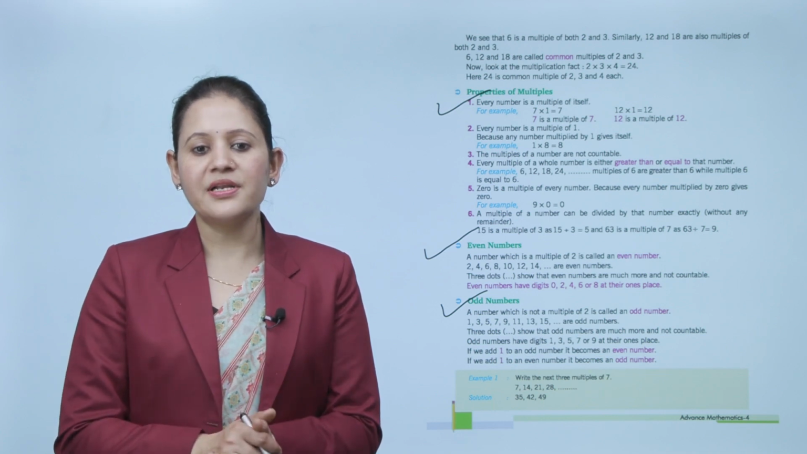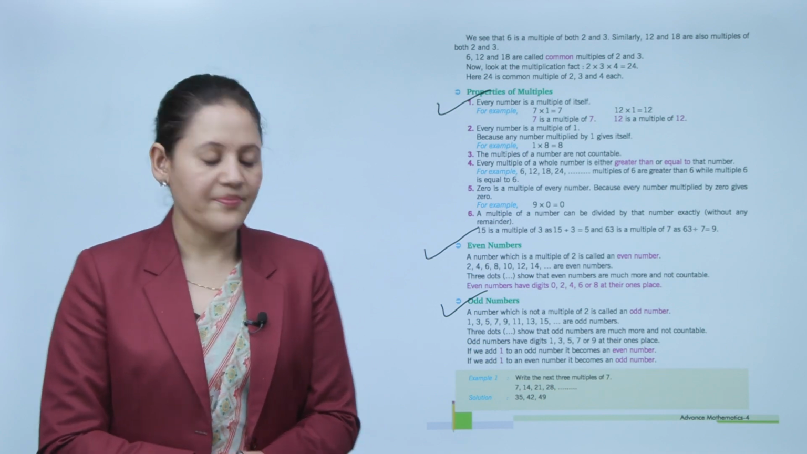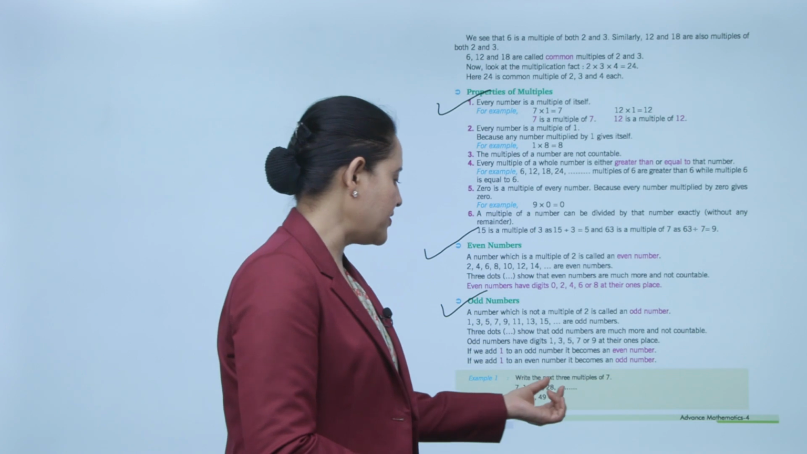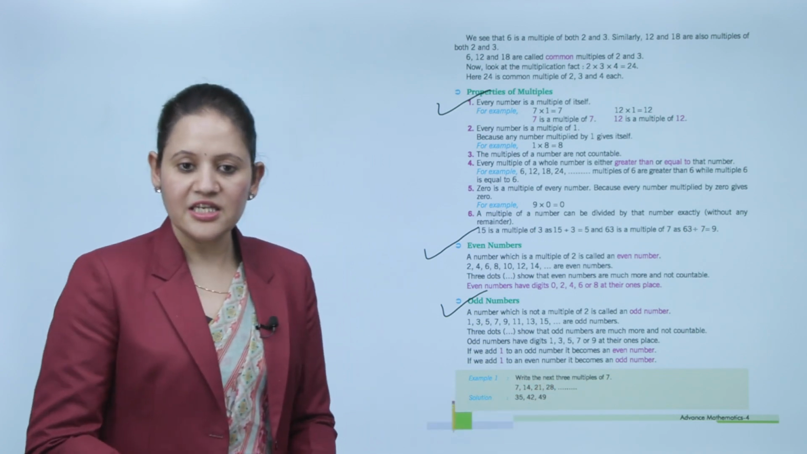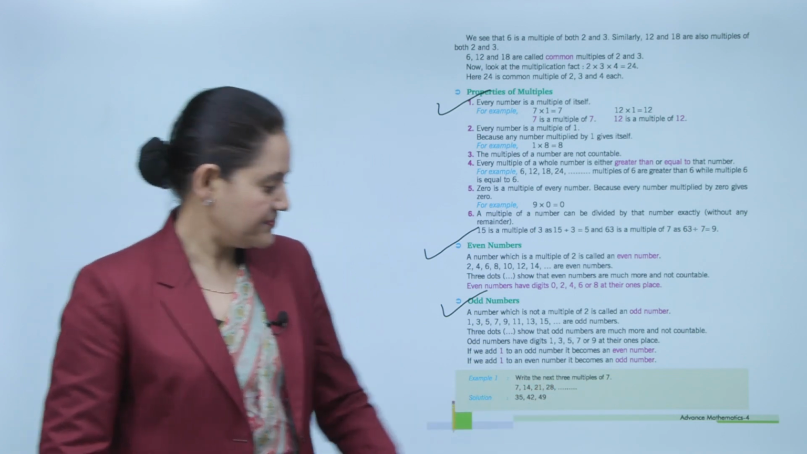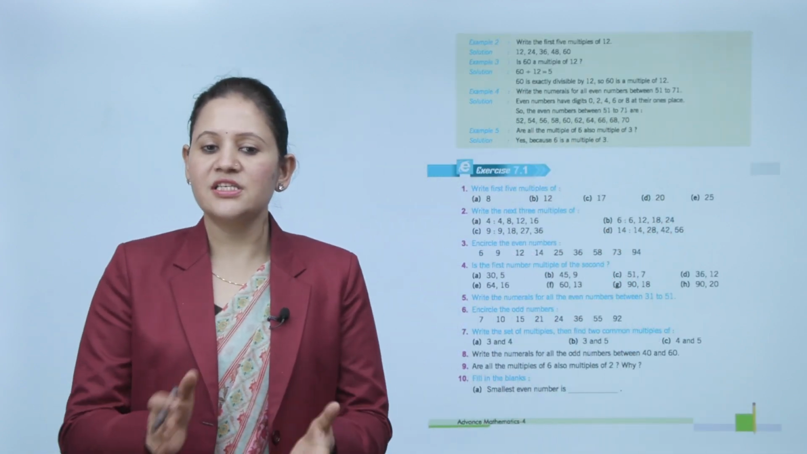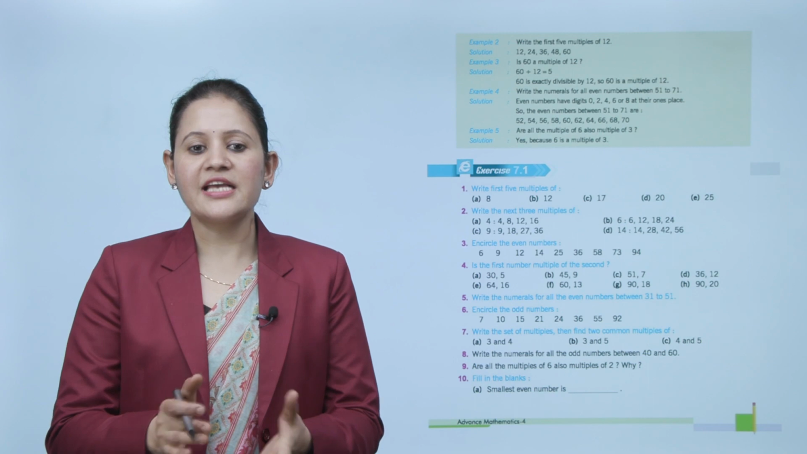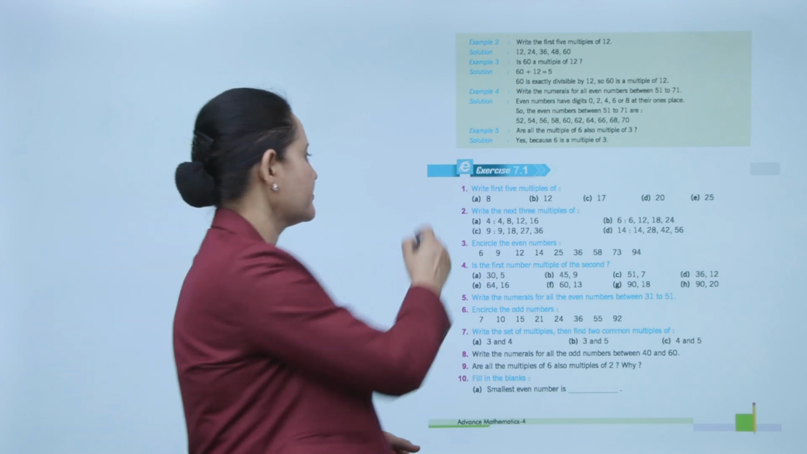Now we'll take an example. Write the next 3 multiples of 7. So 7, 14, 21, 28. Next 35, 42, 49. So these are the multiples. Next is exercise 7.1.